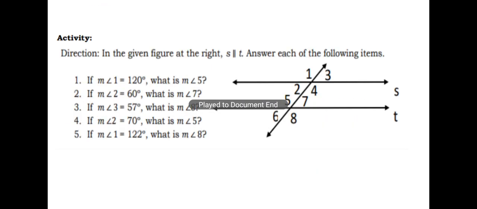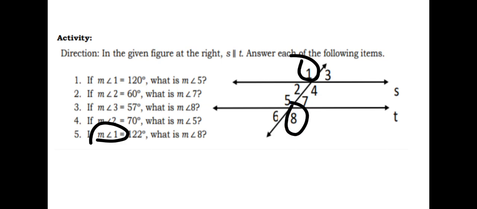Next, number 4. Angle 2 is 70. This one, 70 degrees. What is angle 5? So you can see that they are on the same side interior. So therefore, their sum is 180. So all you need to do is to subtract 180 minus 70. That will give you angle 5. Okay. Next is angle 1. Angle 1 is 122. What is angle 8? So 1 and 8 are alternate exterior. So therefore they are congruent.